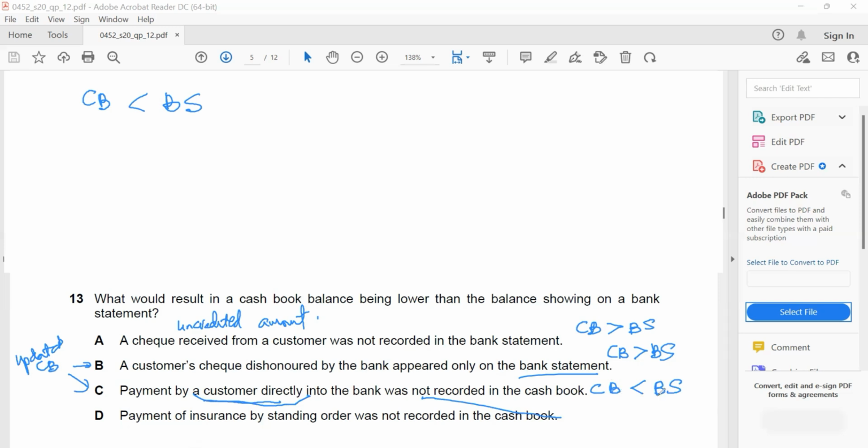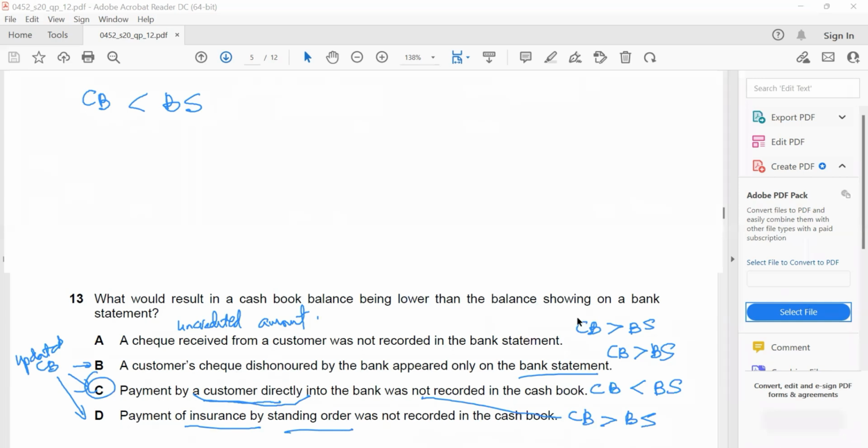And this one will be cash book less than the bank statement. Payment of insurance by standing order was not recorded in the cash book. That means this one, the cash book should have more than the bank statement because the bank has deducted the insurance, but the cash book has not deducted. So this also has to update the cash book. So in this case, less than the bank statement. This one should be the answer, C.